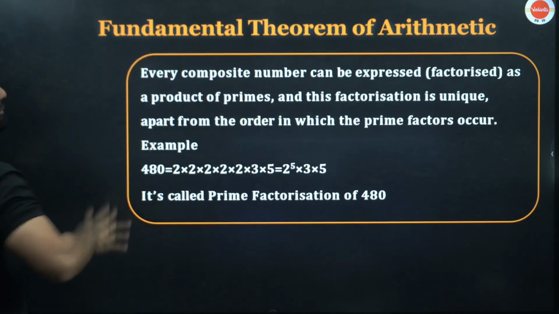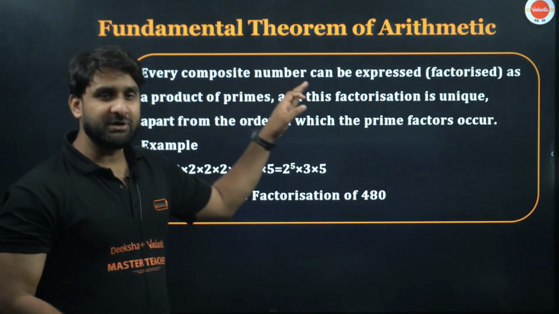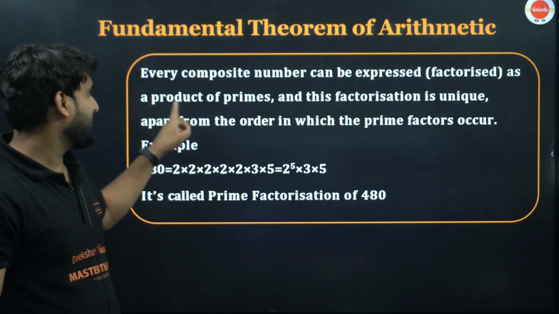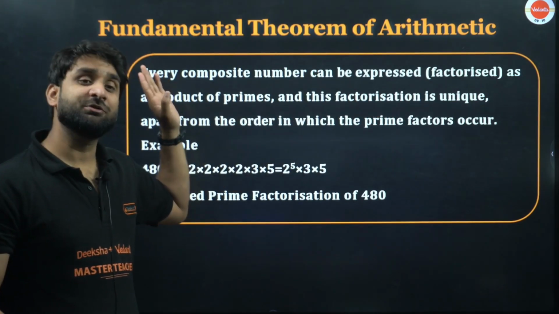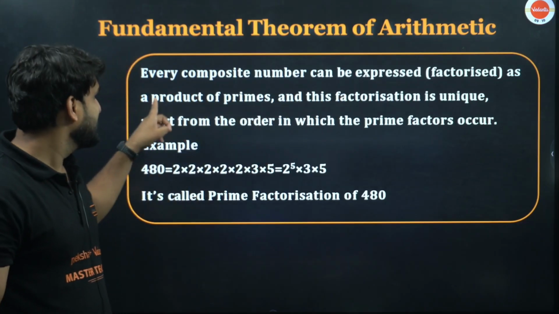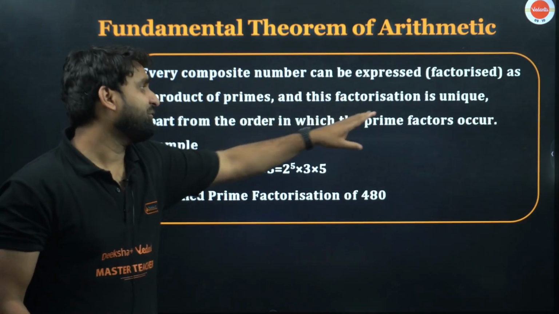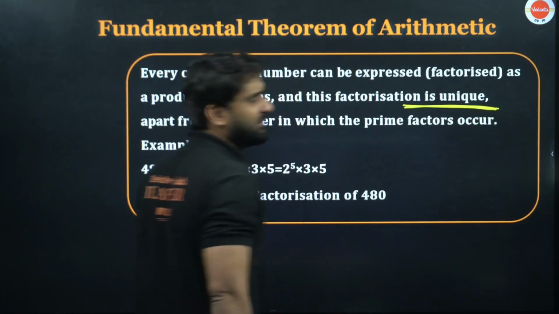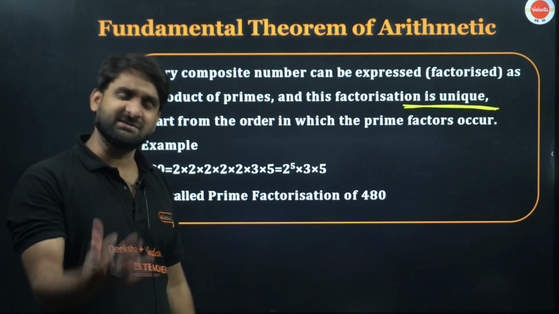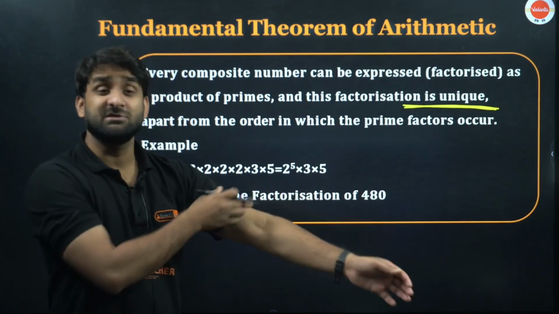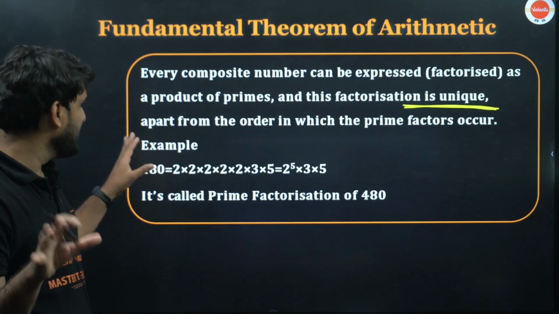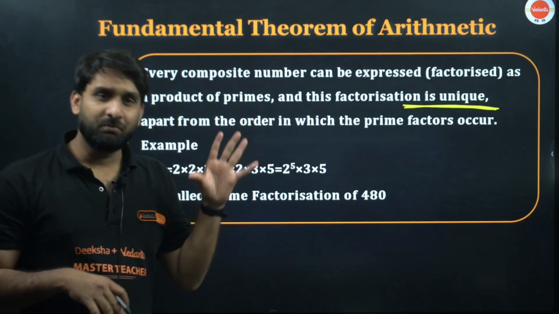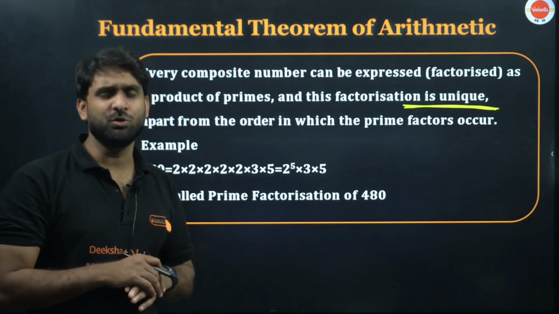So fundamental theorem of arithmetic says that every composite number can be expressed as a product of primes, and this factorization is unique. Unique means there will be only one format. There will be no other format except the single format. So that is obviously unique. Apart from the order in which the prime factors occur, this is called fundamental theorem of arithmetic. Just wait. I know you guys are a little confused.